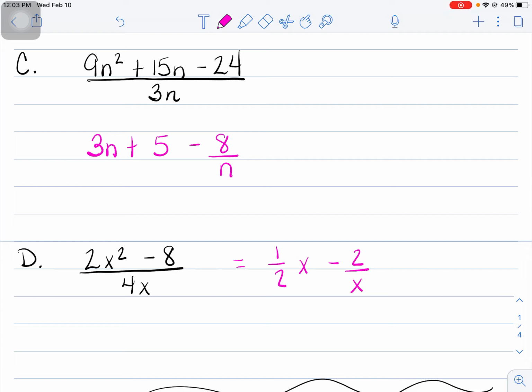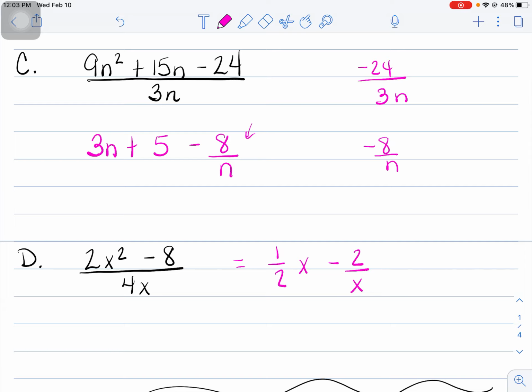All right, for C and D, you have your final answers. 3n plus 5 minus 8 divided by n. Now be careful when you see this last piece. This was taken from negative 24 divided by 3n. We had no n's at the top. So negative 24 divided by 3 is negative 8. Our n, there was nothing to simplify, so it has to stay on the bottom. So that's how that n stayed on the bottom. And you'd see the same thing in D.